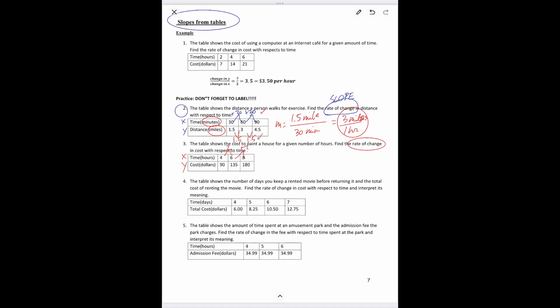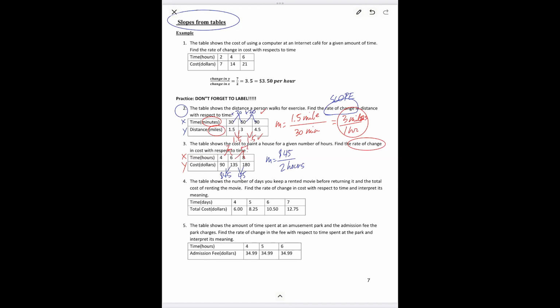And as I mentioned, the time is going up by 2 hours, and the cost is going up by $45. So 135 minus 90 is 45. 180 minus 135 is also 45. So this is going up by 45. So if we were to calculate the slope, it would be $45 over 2 hours.